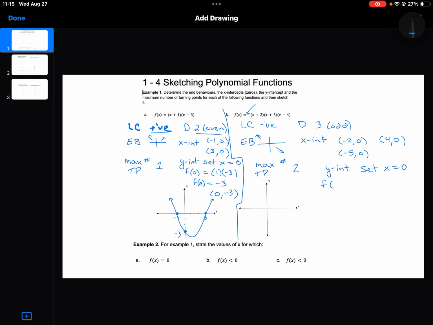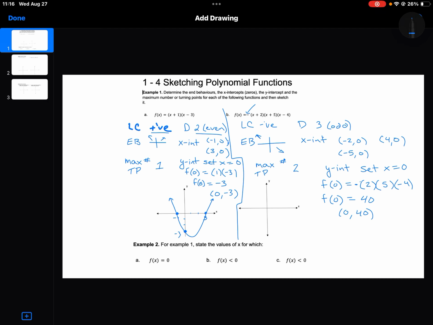So f at 0, I've got 0 plus 2, don't forget that negative sign, which is 2, 0 plus 5, which is 5, and then 0 minus 4, which is -4. Multiplying all of those together gives me my y-intercept of positive 40, which I can write in coordinate form like this. And those are the 4 points that I'm going to start with plotting on my grid to sketch my function.